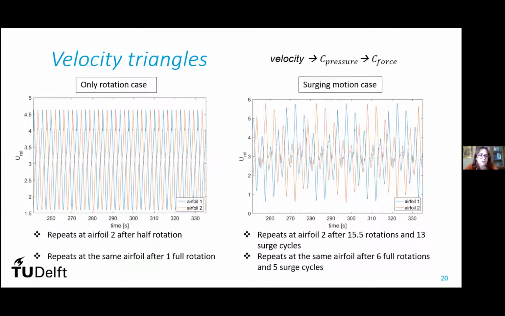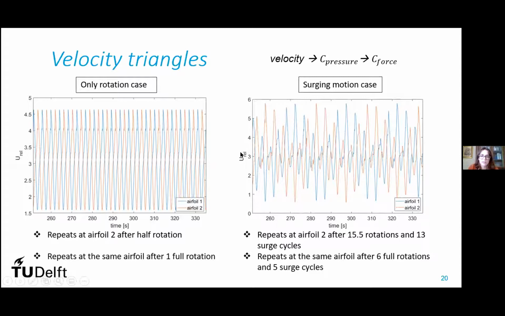But the origin of this oscillation was also investigated in the velocity triangles, because the 2D panel code works with the logic of velocity triangles used to compute the pressure coefficient, and the pressure coefficient around the blades is used to compute the force coefficients. Therefore, the velocity triangles are studied.